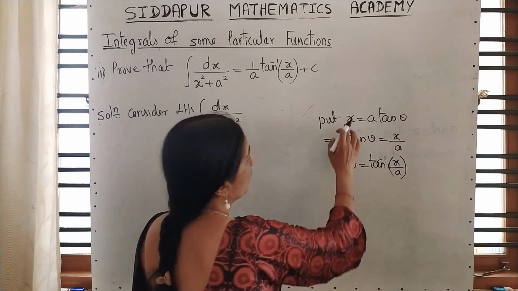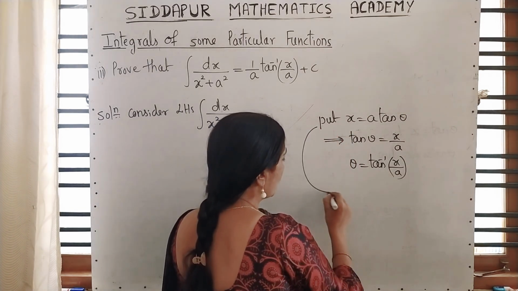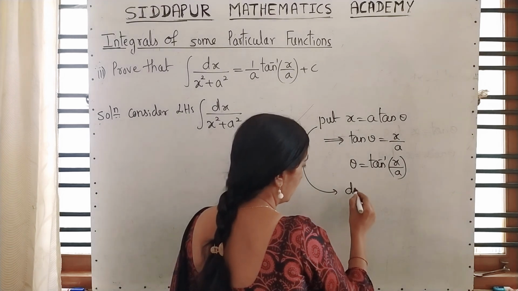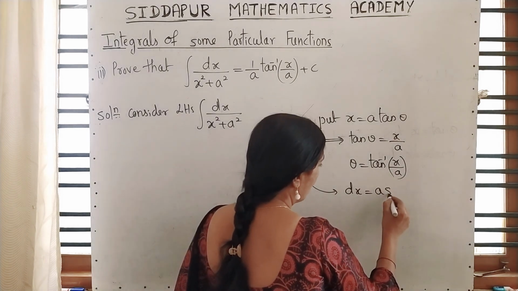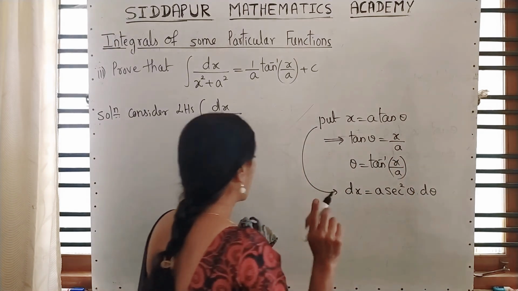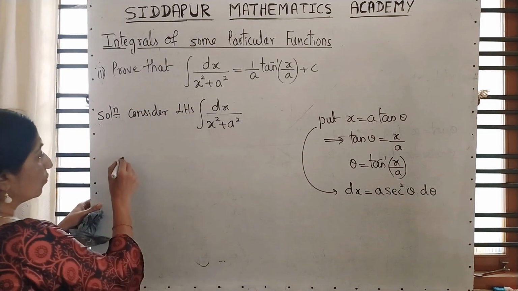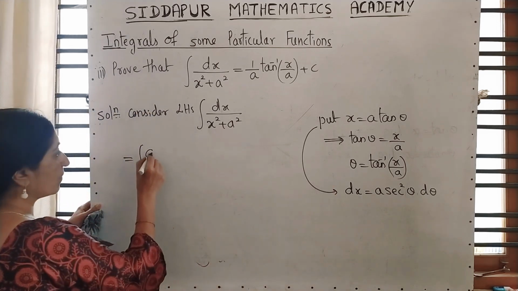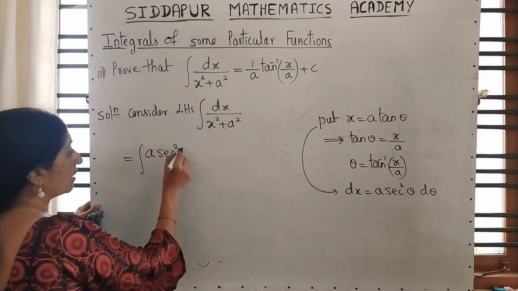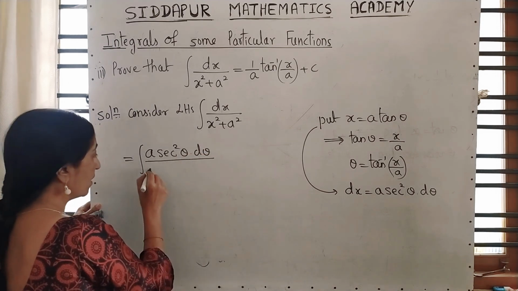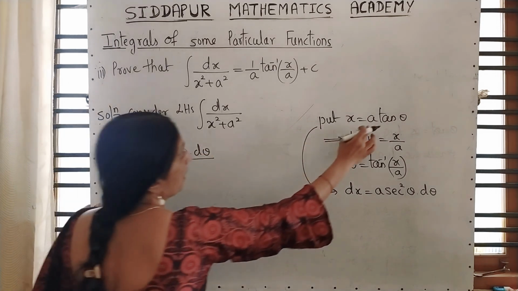In integration, wherever you are doing a substitution, you have to differentiate. x is equal to a tan theta, so dx is equal to a secant square theta into d theta. Already you are familiar. So now write down: it is dx. What is the dx value? a secant square theta into d theta, and in the denominator x square is a tan theta whole square.